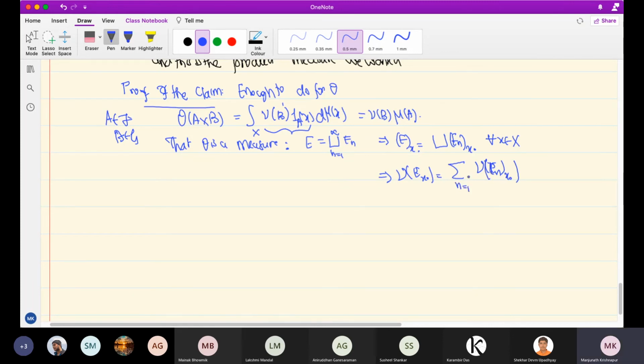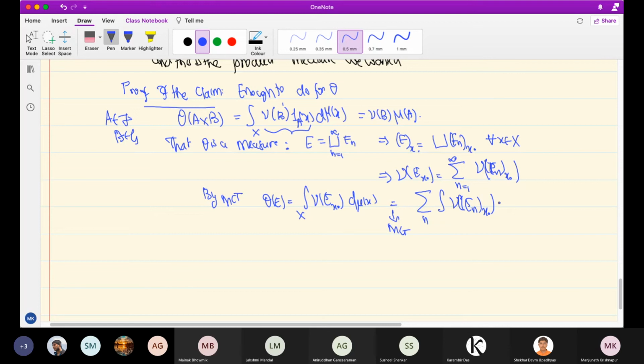Okay, over n equals 1 to infinity. So what is the integral of this? By the monotone convergence theorem, theta of E, which is the integral of nu of E_x d mu of x over x. This is the sum. This is where the MCT is being used. It's a sum of these measurable functions, and all are non-negative. So you'll get that this is the sum of the integral of nu of E_n,x d mu of x, which is the same as the sum over n of theta of E_n.